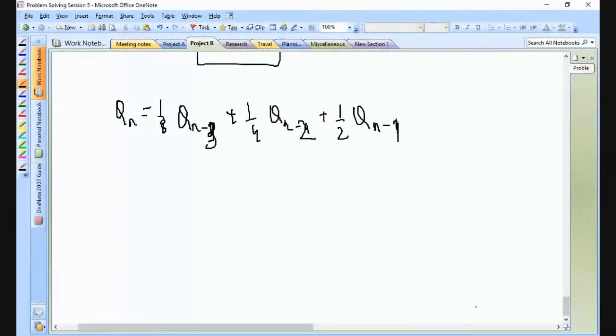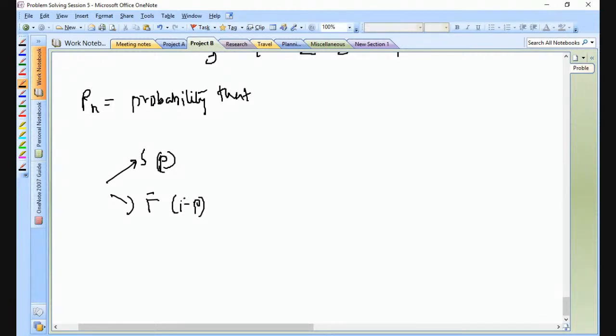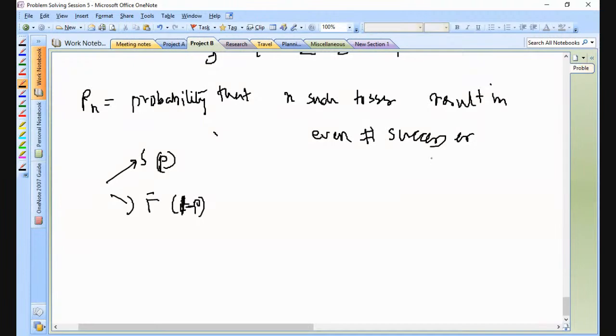Okay, this is also on the same ground of conditional probability. Pn is the probability that, in independent trials that result in a success with probability P and a failure with probability 1 minus P, like heads or tails you can consider, such n tosses result in an even number of successes. Then find the probability Pn.